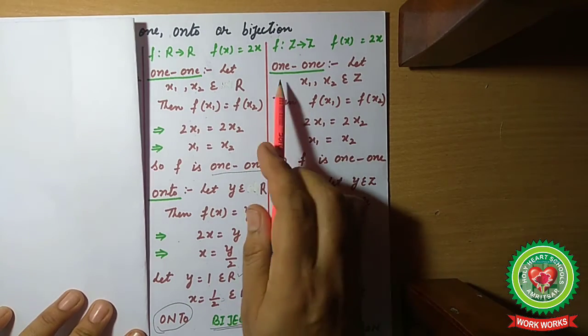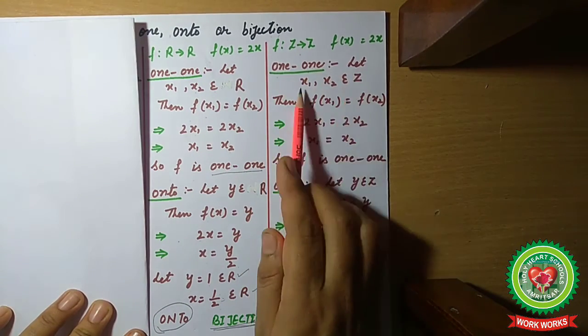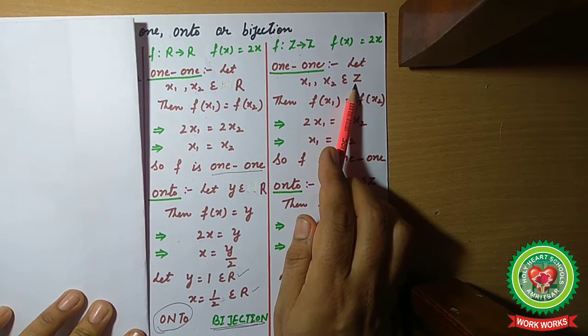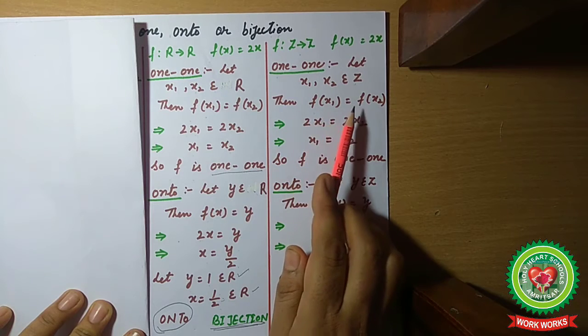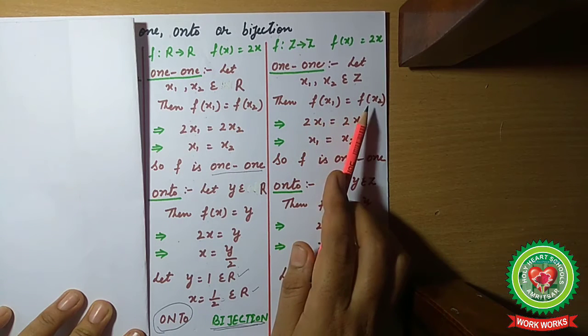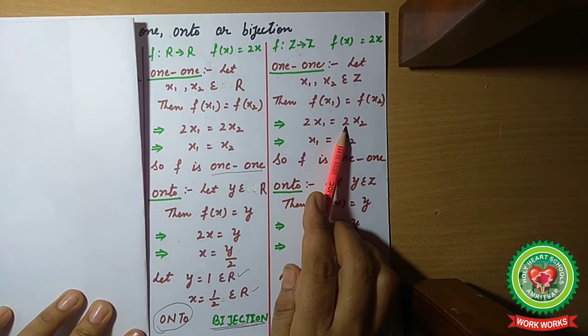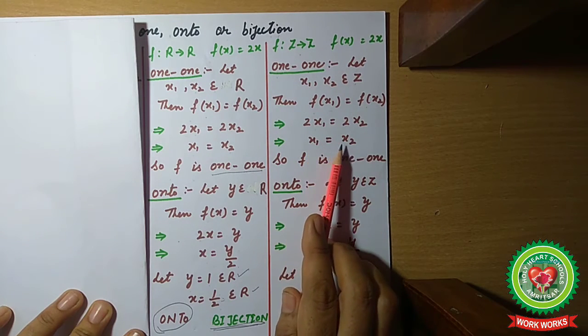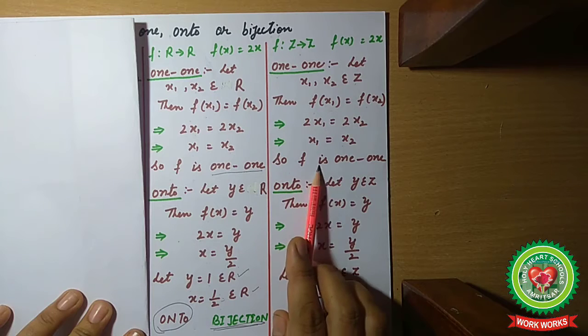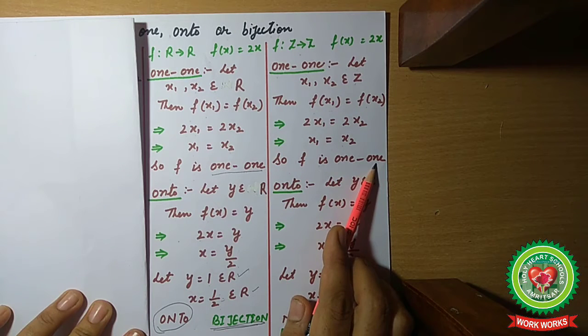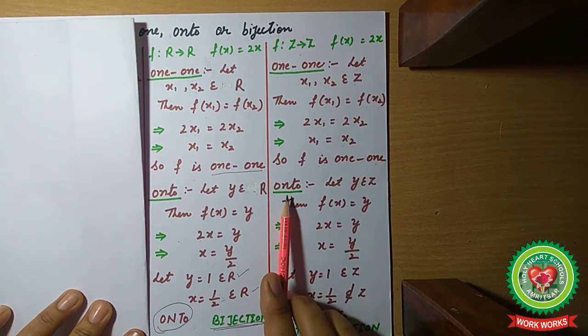Same case for the integers. One-one: let x1 and x2 both belong to the integers, so that their function values also belong to the integers. f(x1) is equal to f(x2), so 2x1 is equal to 2x2. Therefore x1 is equal to x2. So f is a one-one function there.